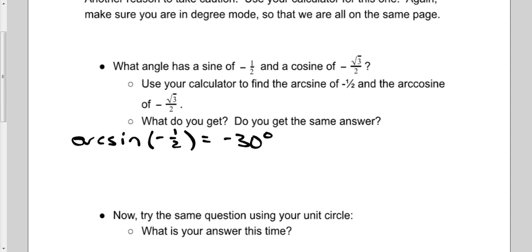Okay, and the arc cosine of -√3/2. And what do I get there? Don't forget the negative. 150. Why am I getting different answers?